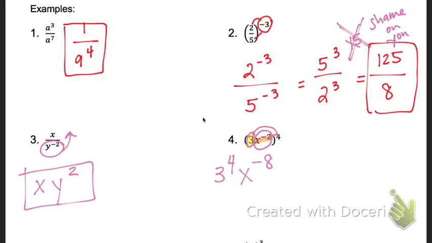Is 3 to the 4th 12? No, shame on you if you say 12. Not 12, because it's not 3 times 4. It's like saying 3 times 3 times 3 times 3. 4 times. So then you get what? 3 times 3 is 9. 9 times 3, 27 times 3, 81. What happens to the x to the negative 8? It needs to move, right? It needs to go down. So 81 over x to the 8th.